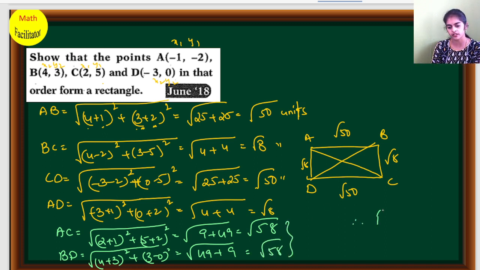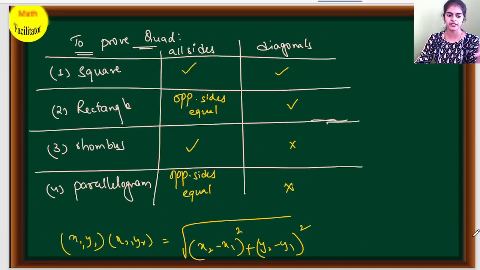Diagonals ఈక్వల్ వస్తే therefore it's a rectangle. I am not writing the final conclusion. I wish you will write it. Okay. So ఈ ఒక్క టేబుల్ మీకు చాలు.